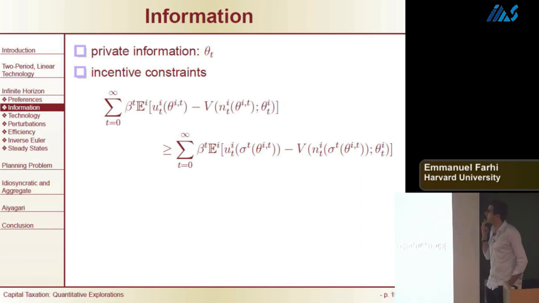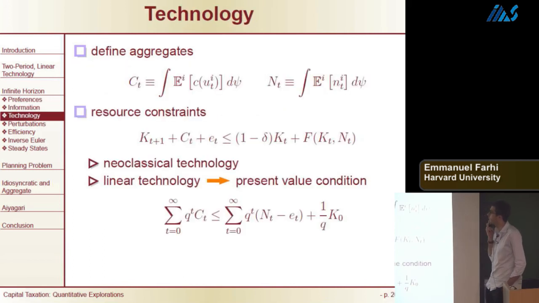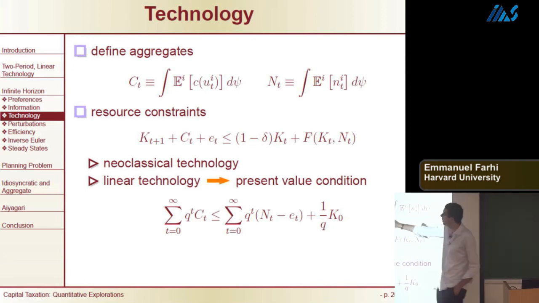So these shocks are going to be private information in every period, and so we're going to require allocations to be incentive compatible, and this is how you could write the incentive constraints. Let me go quickly over this. Now some notation for the technology.